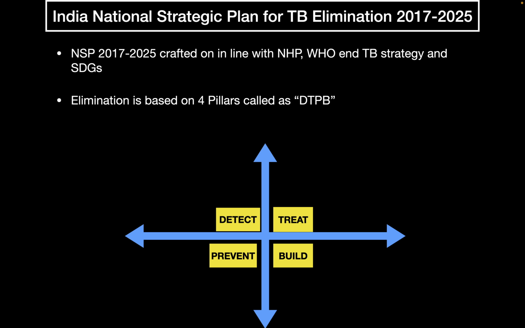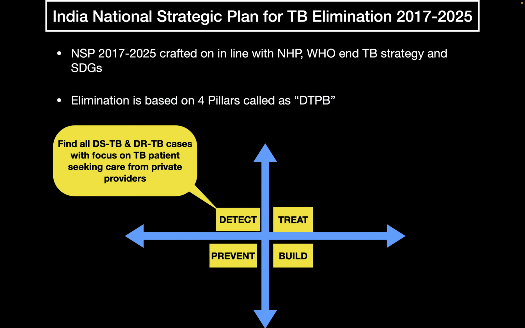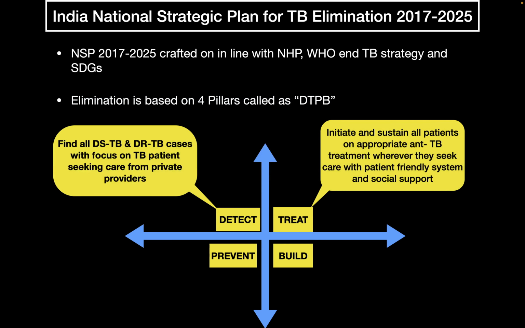Based on that, the Government of India has also taken a step, and they have moved forward and developed the 2017-2025 National Strategic Plan. So it has 4 pillars, which is called DTPB. D stands for detect, T stands for treat, P stands for prevent, and B stands for build. So we need to detect. We need early diagnosis of drug-sensitive TB, early identification of drug-resistant TB, and let's rope in the private players because they play a very important role.